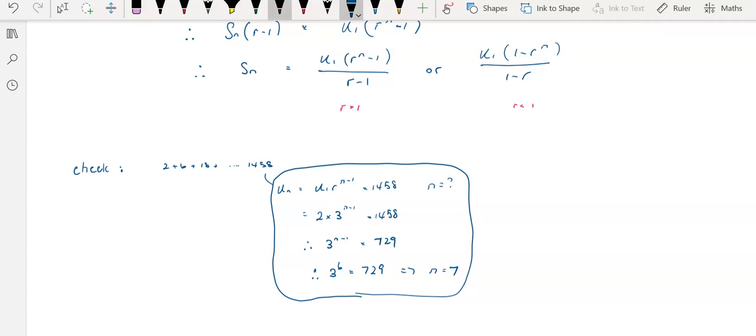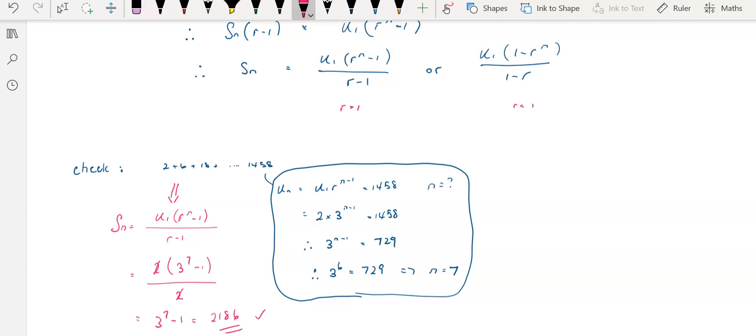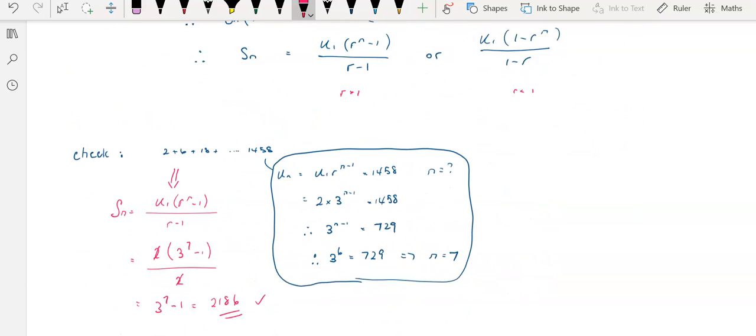I now need to find this sum here. So using my newly found formula, which says Sn equals u1, I'm going to use the r to the n minus 1 because r is greater than 1, over r minus 1. Let's have a look at this. u1 is 2, r is 3, n is 7. R minus 1 is 3 minus 1, which is 2. Cancel, cancel. I end up with 3 to the 7 minus 1, which is, of course, 2186. So it all checks out. My formula works.